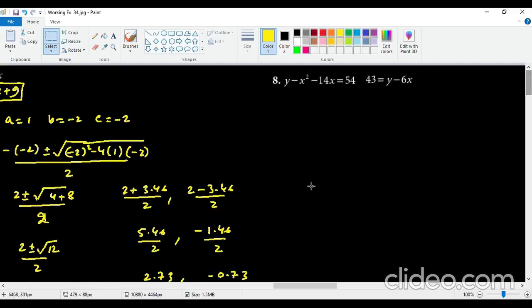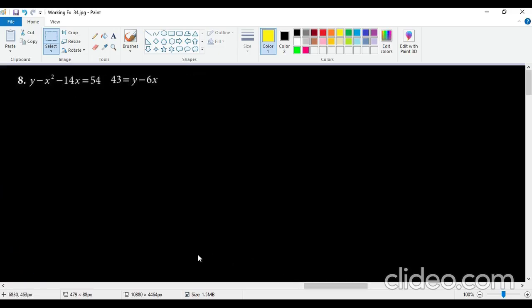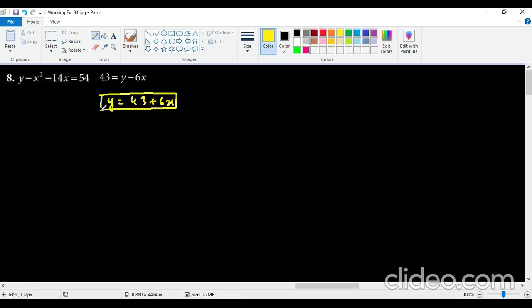Moving on to question number 8. When it comes to question number 8, I will take this minus 6x onto the other side and make it a positive 6x, and this is going to be y equals 43 plus 6x. This is going to be the value of y. Now I'll bring everything of y over here. So I will write 43 plus 6x minus x square minus 14x equals 54.